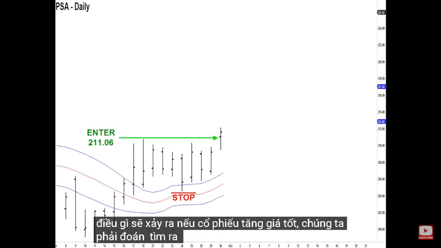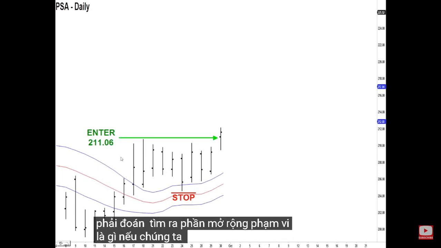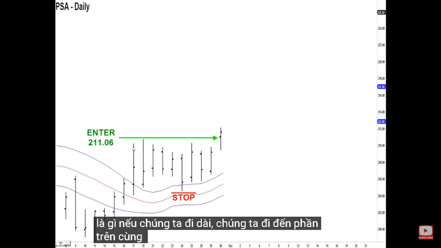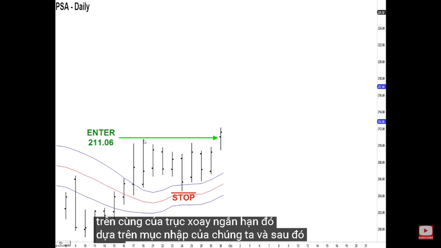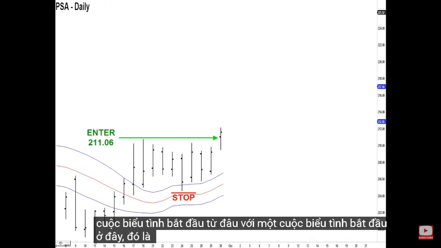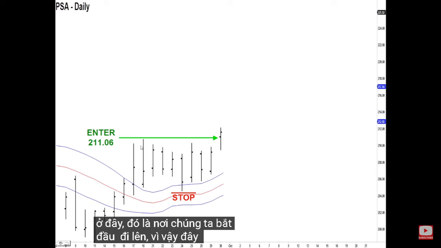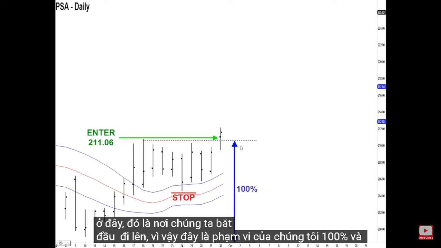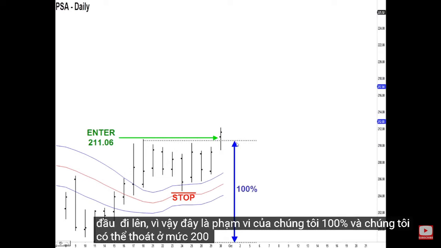Well, we have to figure out what the range extension is. If we're going long, we go to the very top of where that short-term pivot was based on our entry, and then where did the rally start? Well, the rally started down here. That's where we first started to go up. So here's our range, 100%. And we can exit at 200 or 300.